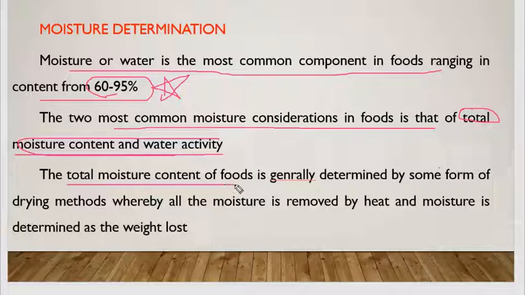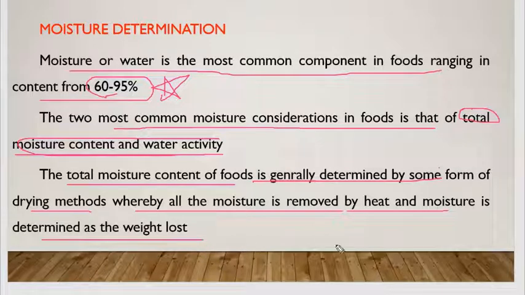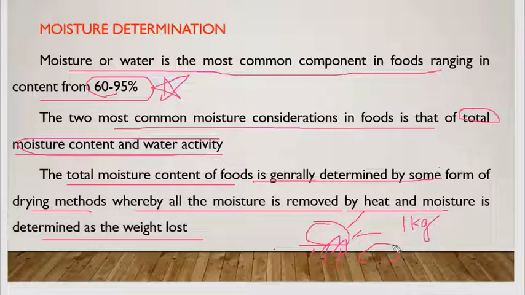The total moisture content of food is generally determined by some form of drying method, whereby all the moisture is removed by heat and moisture is determined as the weight lost. So it's like if you have a food product here, you weigh it before doing any process. It may be like 1 kg. Okay, this is just an example. Then after that you will heat it by applying a good amount of heat at a constant temperature, and then you will get the remaining food.